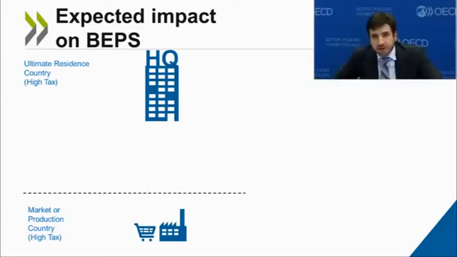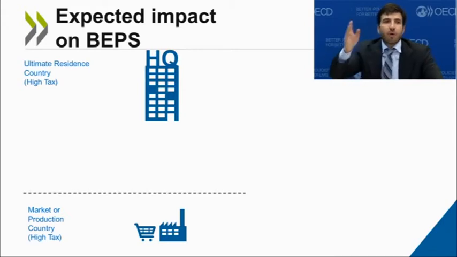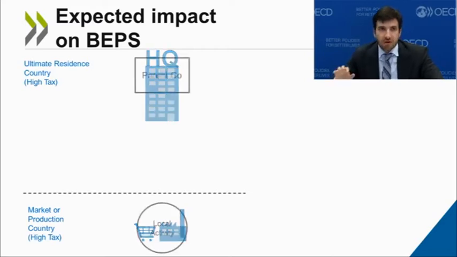Taxonomy of what we expect the impact to be. So normally what do you have? You have a country of residence where the headquarters is located, and then you have a number of other countries, which can be the country where production takes place, where sales take place, and that can be 1, 2, 3, 4, or 25 countries. Doesn't matter for the purposes of our example.